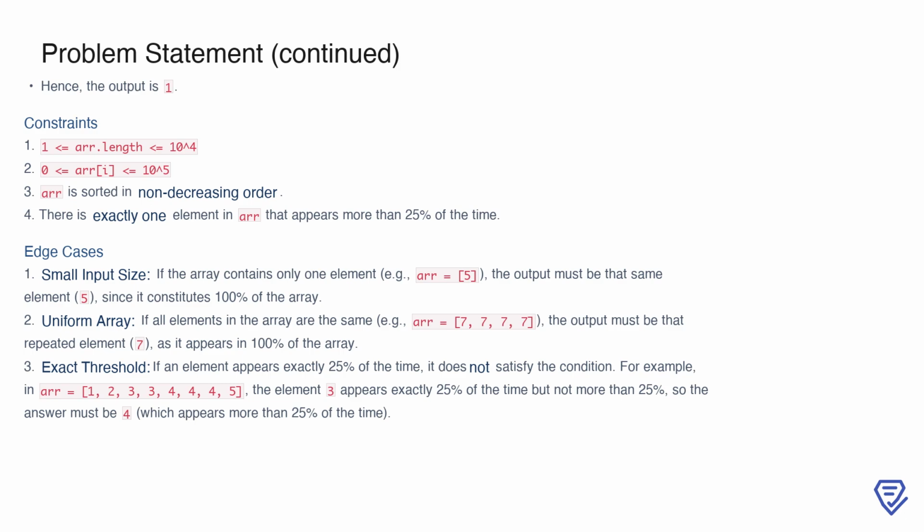Lastly, note that if an element appears exactly 25% of the time, it does not meet the condition. For example, in ARR equals 1, 2, 3, 3, 4, 4, 4, 5, the element 3 appears exactly 25% of the time, so it is not the answer. The correct output in this case is 4, as it appears more than 25% of the time.